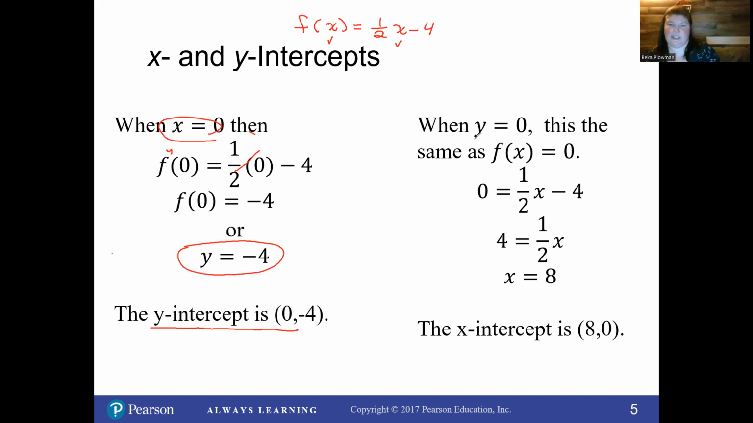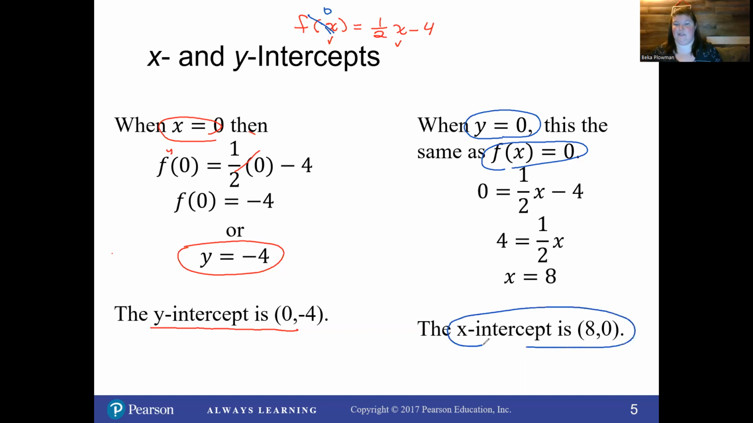Let me use blue so we can see this one a little differently. If I am looking when my y is equal to 0, if I set y equal to 0, that's equivalent of just saying f(x) is equal to 0. So I'm just replacing this whole part with 0. 0 equals 1/2 x minus 4. 4 equals 1/2 x. We keep going and solve that, we get x is equal to 8. So here we go, we get another ordered pair of (8, 0), which is your x-intercept. So algebraically, we find a y-intercept by setting x to 0. We find an x-intercept by setting y to 0.